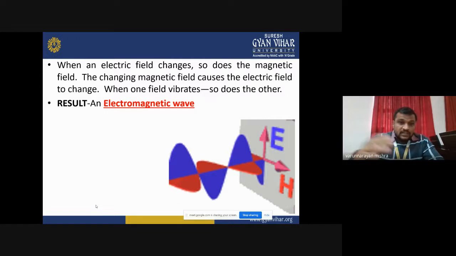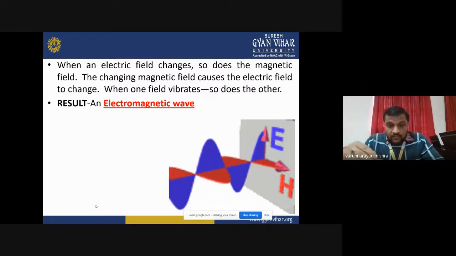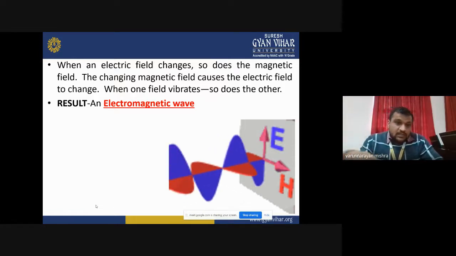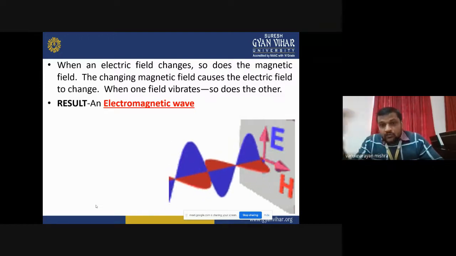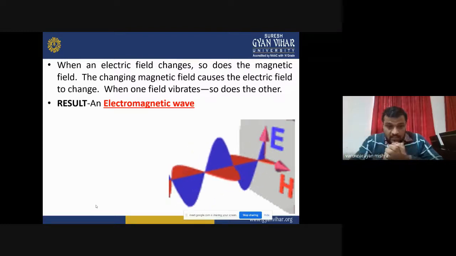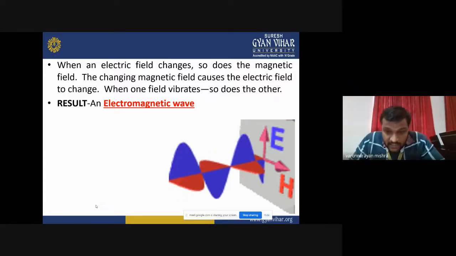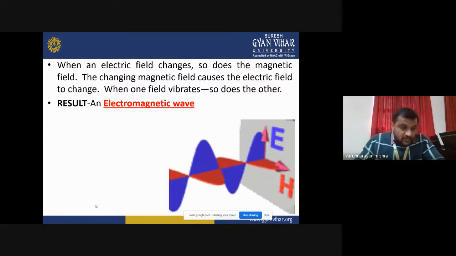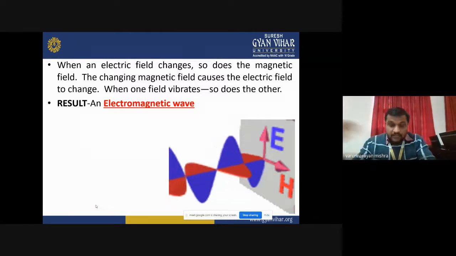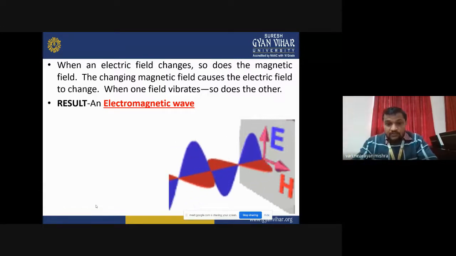So both, you can say, the electric field and magnetic field are perpendicular to each other, and both are affecting each other. If there is a change in the electric field, there may be a change in the magnetic field, or if there is a change in the magnetic field, it can also cause a change in the electric field. Because of this, there is a vibration, and this vibration results in an electromagnetic wave, in which the electric field and magnetic field travel through space in a direction perpendicular to the direction of the motion.